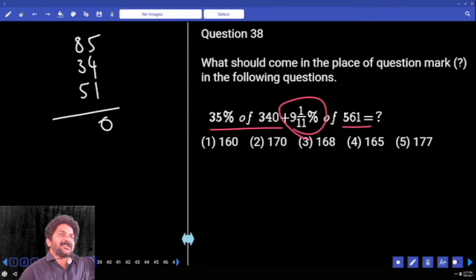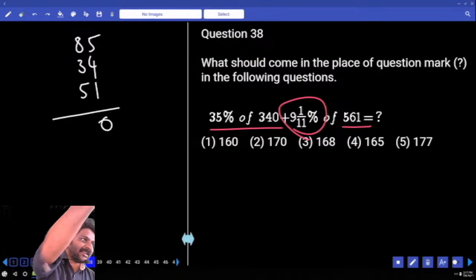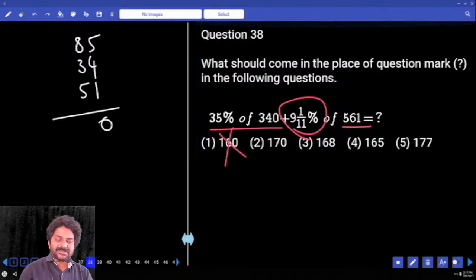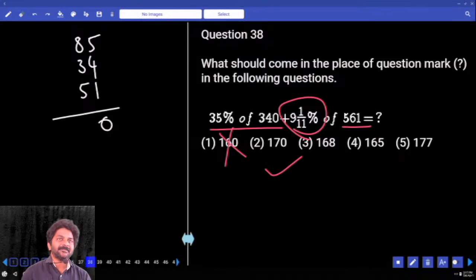Okay. Now, concentrate on tens places. 80, 30, 50. 160. And something else is also there. 160 cannot be your answer. So, 170 final answer.